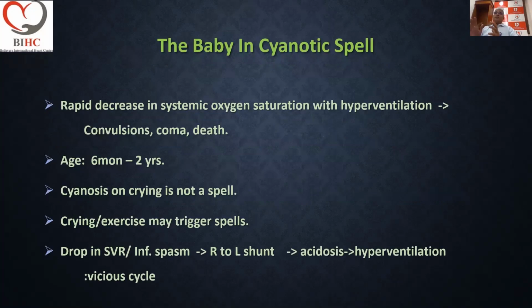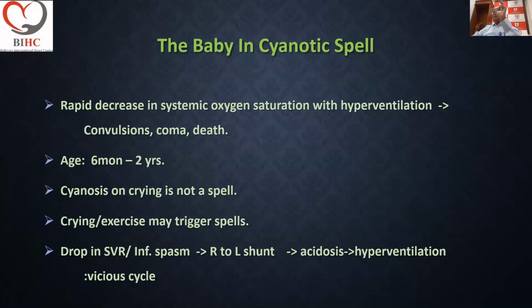In this context, I would also make a reference to the baby in cyanotic spell. You know that cyanotic spell is a rapid decrease in systemic oxygen saturation with hyperventilation. If you don't check it, we are not able to interrupt the vicious cycle. The baby progresses to convulsions, coma, and even death. The key factor here is the combination of rapid decrease in saturation with hyperventilation.